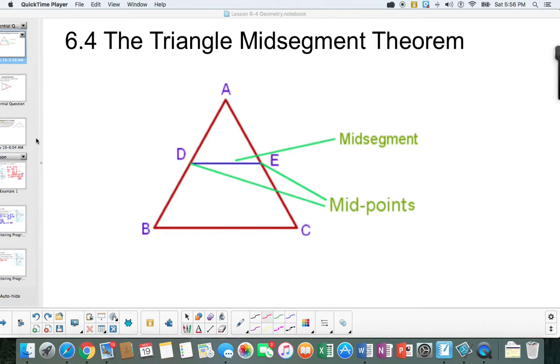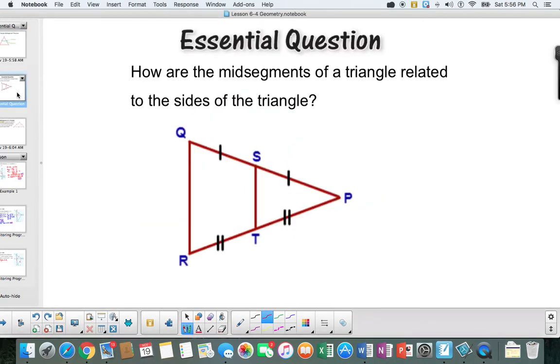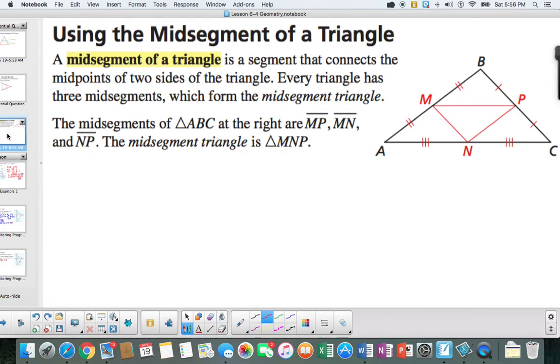6.4, the triangle mid-segment theorem. How are the mid-segments of a triangle related to the sides of the triangle? A mid-segment is a segment that connects the midpoints of two sides of a triangle. So in this case, here's a midpoint and here's a midpoint, and this is called a mid-segment.